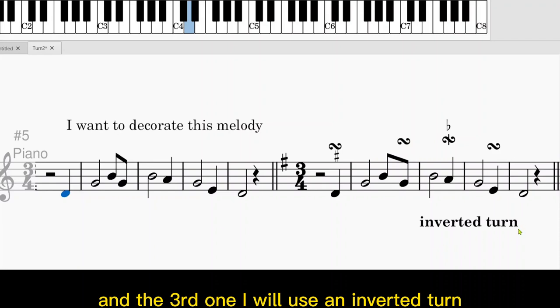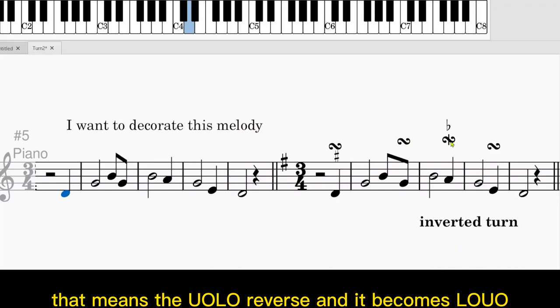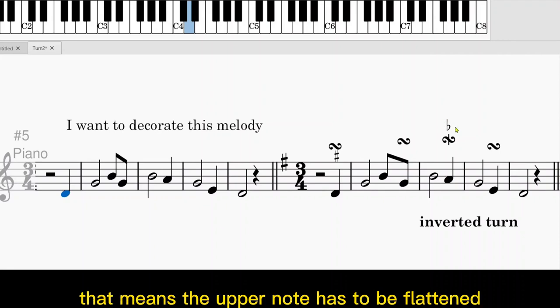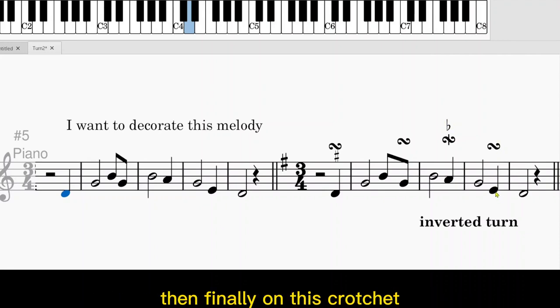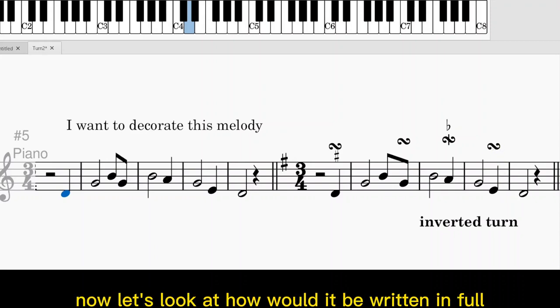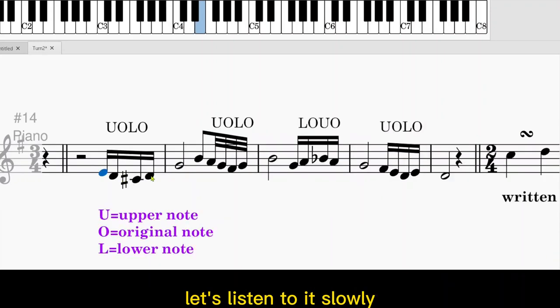and the third one I will use an inverted turn. That means the UOLO reverse, and it becomes LOUO. And on top of the turn, there's a flat sign. That means the upper note has to be flattened. Then finally, on this crotchet, I will just put a normal turn on top of it. Now let's look at how would it be written in full. Let's listen to it slowly.